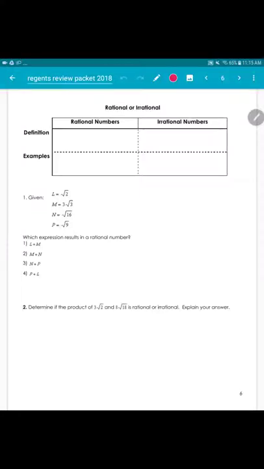So today's video is going to be review number 1. This is on page 6, rational and irrational numbers. So a rational number is a number that stops or repeats. Remember, our trick for these is nice looking numbers.